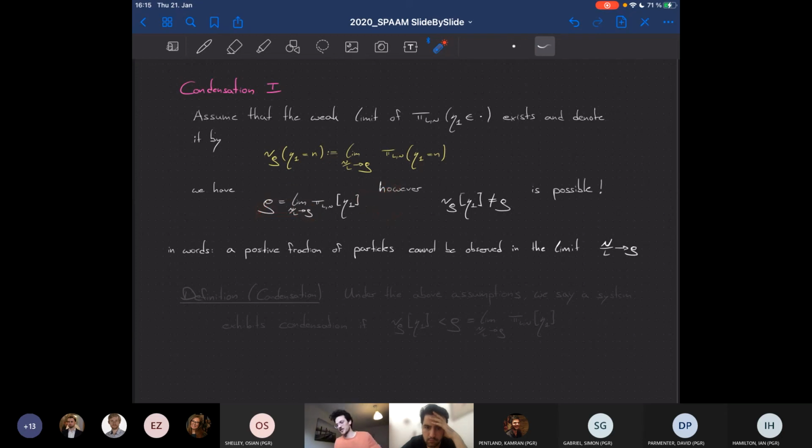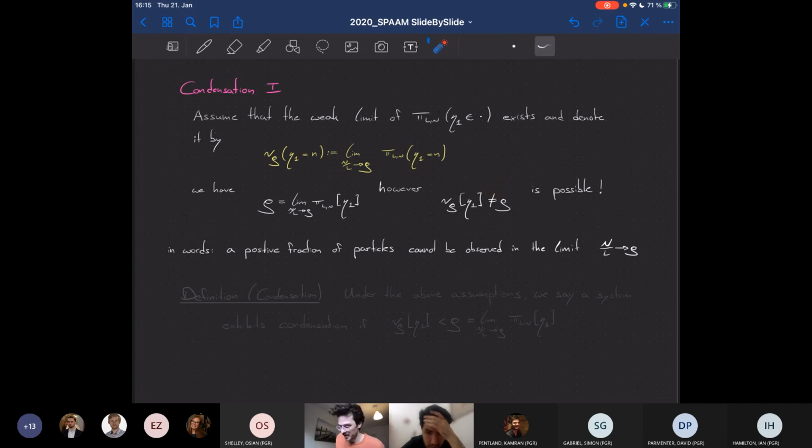On the other hand, because the identity here is not a bounded function, it's not a valid test function for our convergence in probability, for our convergence of the distribution, we cannot really expect this equality to also hold in the limit. And we actually might have a strict inequality here. So this is possible. And so what does this mean?